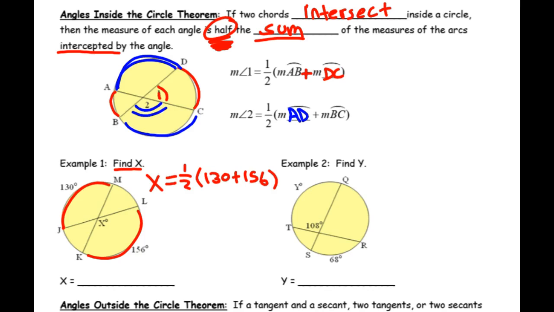Now, what do I do with these two numbers on the inside? Add them up. 130 plus 156 is? Okay, so it's 1/2 of 286. And now I just have to find half of 286. You can either multiply by the half, or you can just divide 286 by 2. So 286 over 2. What do I get? 143 degrees. Okay, so I know you could definitely add two arcs and divide them by 2.